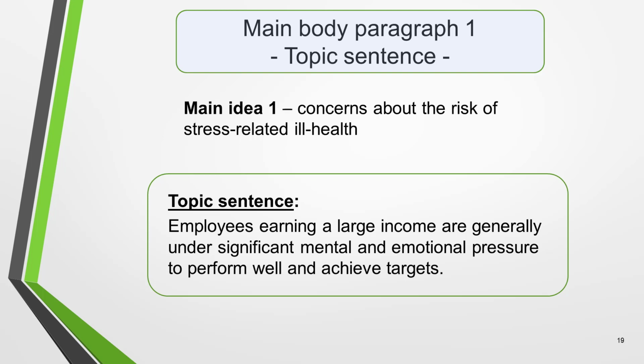We'll now take the idea for our first main body paragraph and create our topic sentence. The main idea 1 is concerns about the risk of stress-related ill health. Here's the idea summarised into a topic sentence. Employees earning a large income are generally under significant mental and emotional pressure to perform well and achieve targets. Pause the video any time you want a minute or two to study how I've constructed the sentences we're creating.